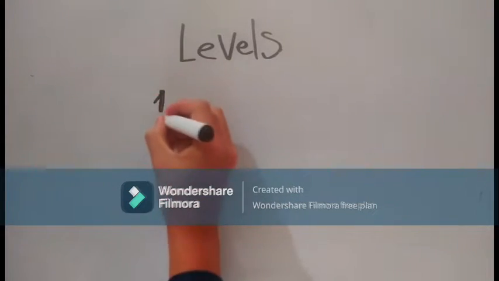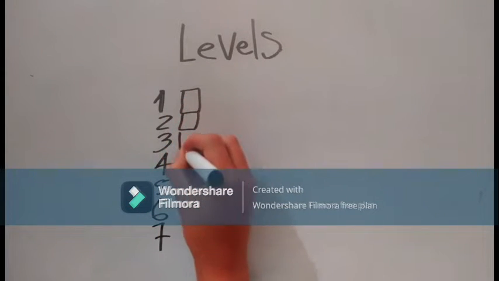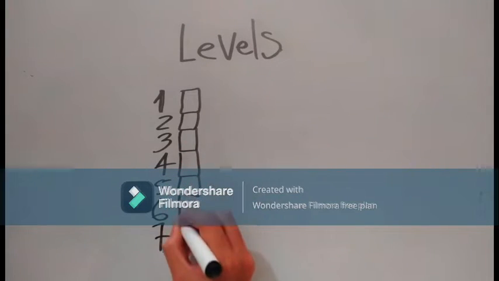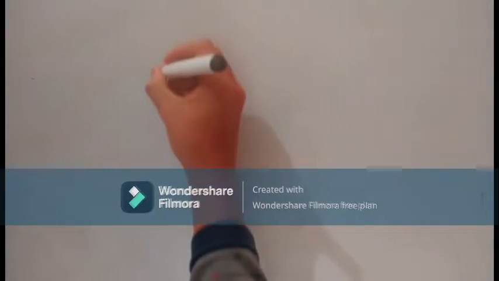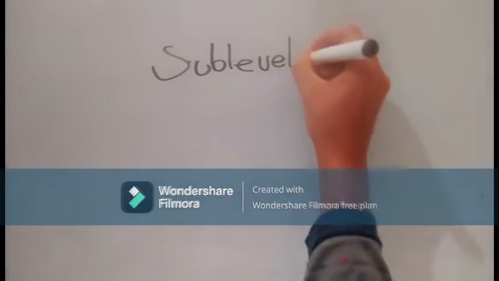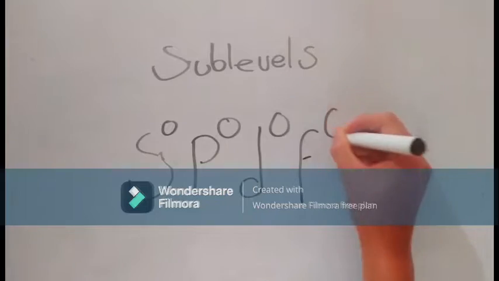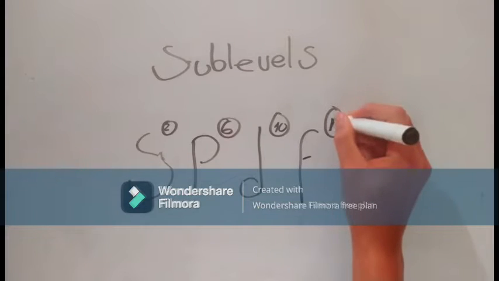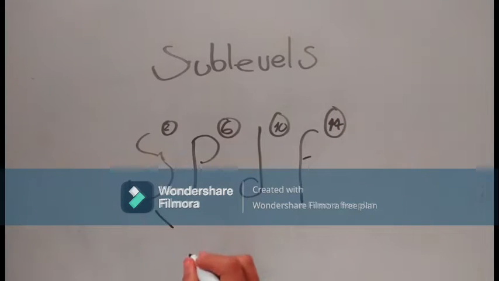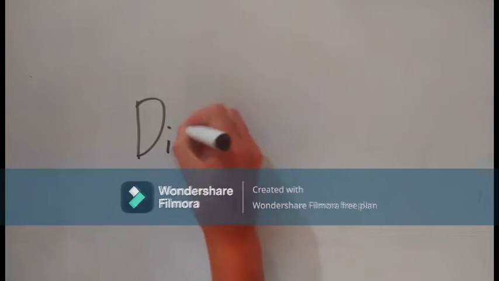The levels go from 1 to 7, and these are ordered. They divide the periodic table into 7 periods and indicate energy and size. The sublevels are cataloged by four letters: S, P, D, and F, and each fits a determinate number of electrons in its orbitals: S2, P6, D10, and F14. Remember that each sublevel only fits a determinate number of electrons.